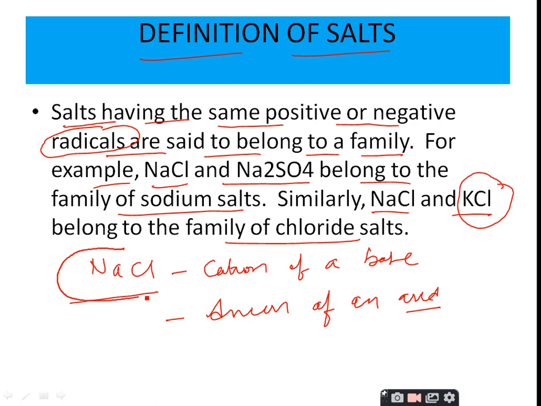is known as salt. Just like this NaCl. In this NaCl, Na comes from NaOH which is a base and Cl comes from the acid HCl. So in this compound the cation comes from a base and the anion comes from an acid, so it is known as salt.